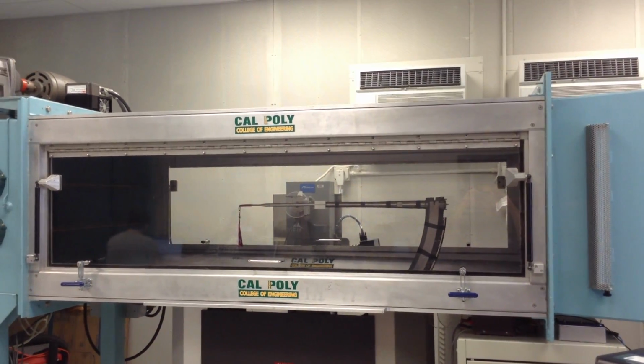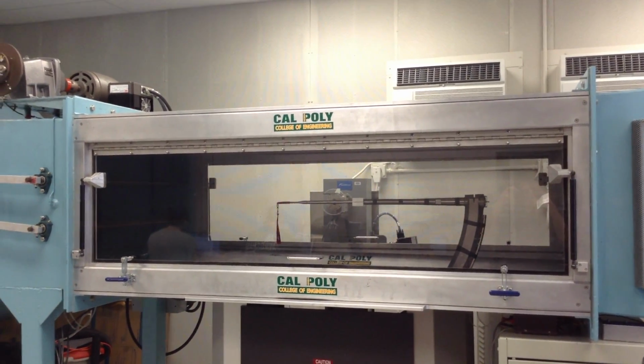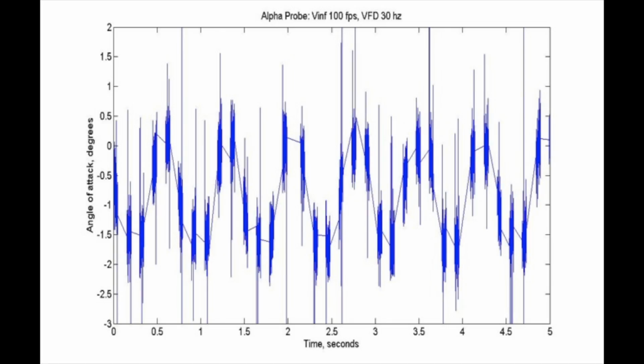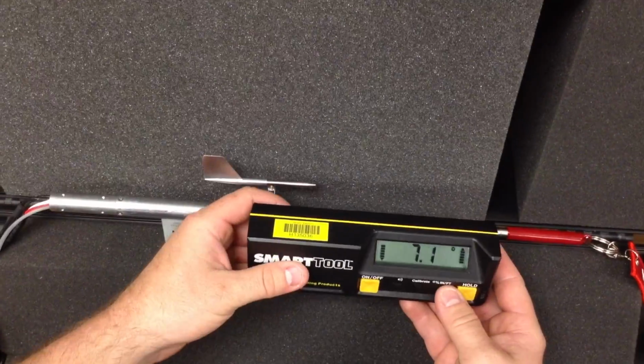To analyze the alpha beta probe data, we'll first look at a time history plot. So this plot shows time on the horizontal axis and voltage on the vertical axis. Wait, did we forget to convert voltage to angle? Oh, well, let's go back and do that using the equation from the calibration chart.